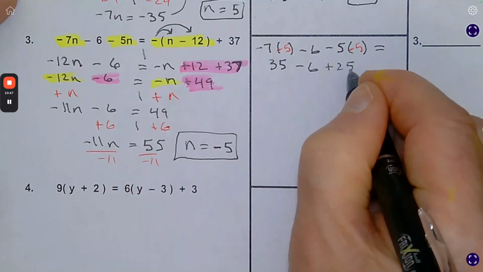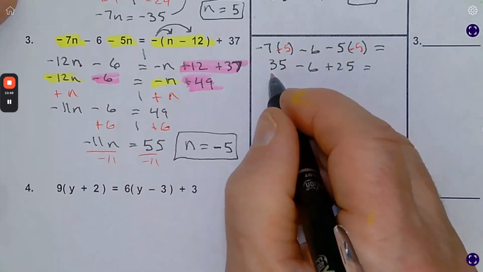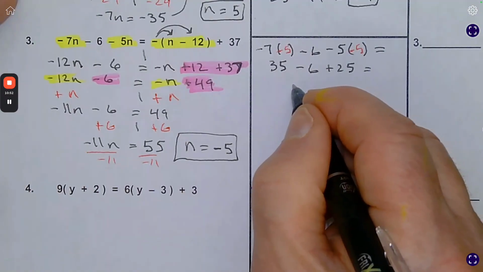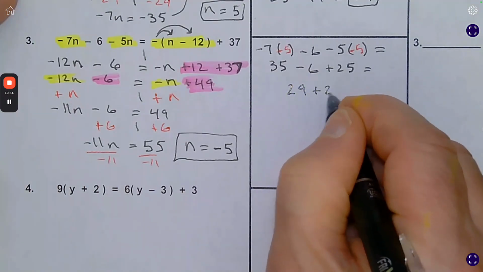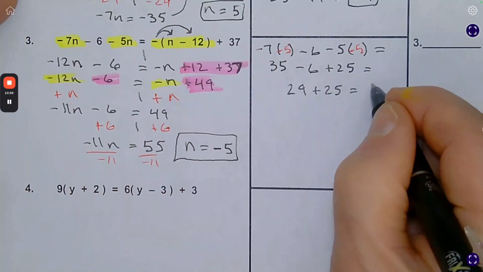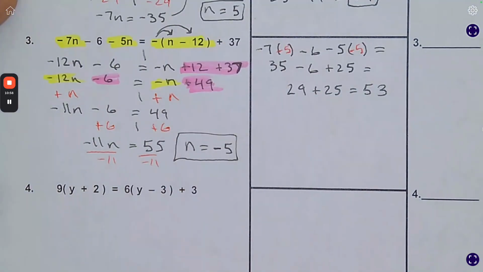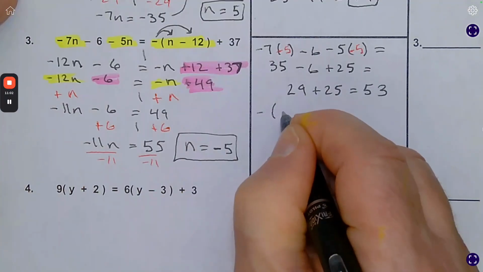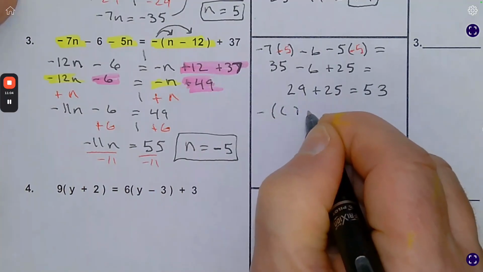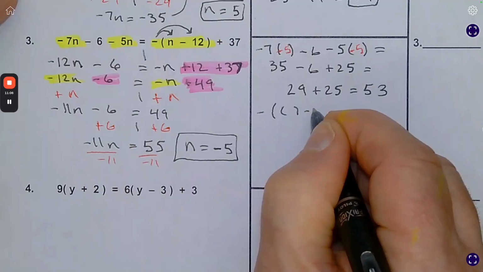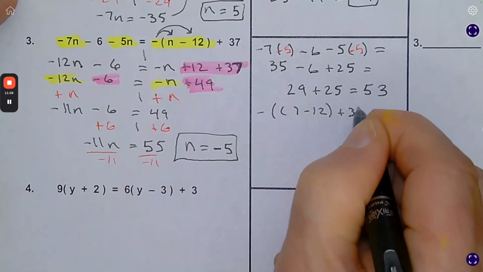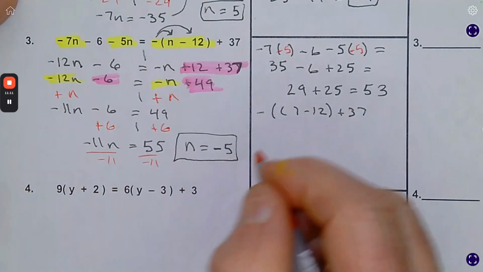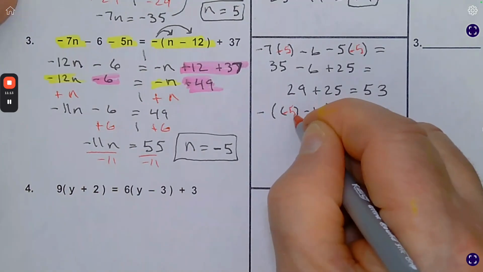Good. Notice I'm doing the order of operations, right? 35 minus 6 is 29. Plus 25 is a whole lot of 53. Okay, now we're going to go to the right-hand side. So negative, open a parenthesis. This is where an n goes. So I need to put negative 5 there. Like so. I'm going to put my negative 5 in.